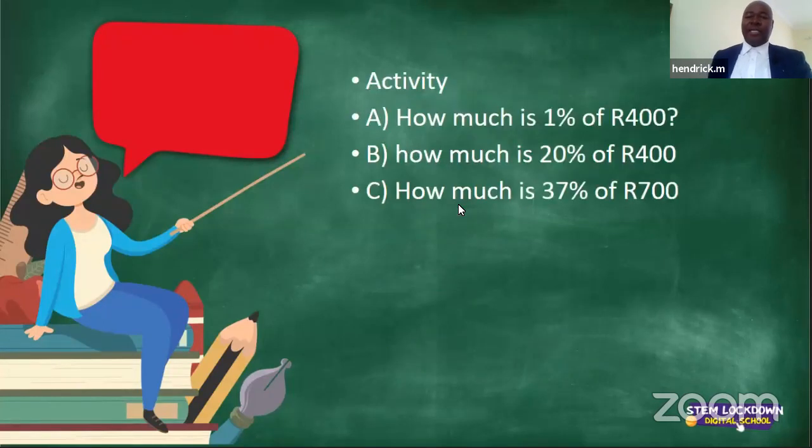At this point, I want us to look at the percentage in relation to numbers. For example, here's an activity. How much is 1% of 400? How do you calculate 1% of 400?